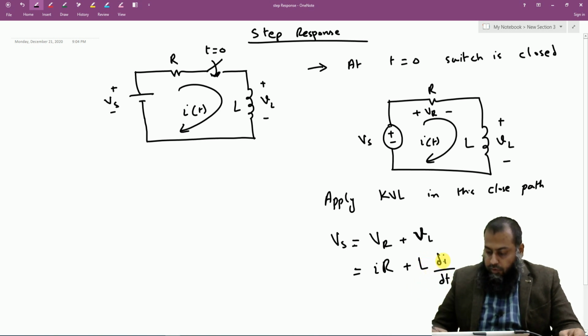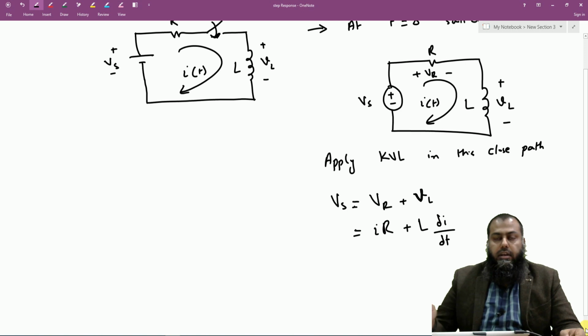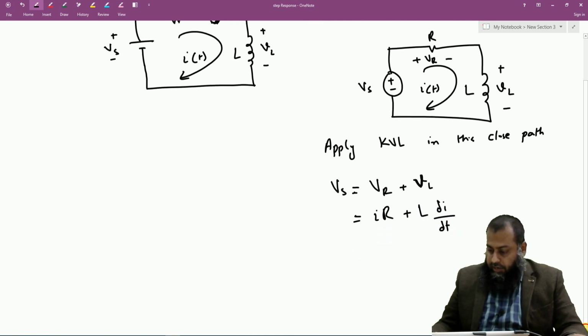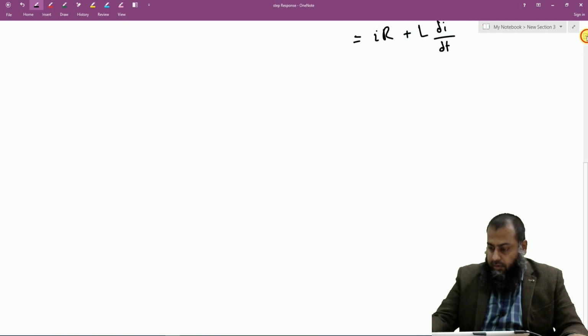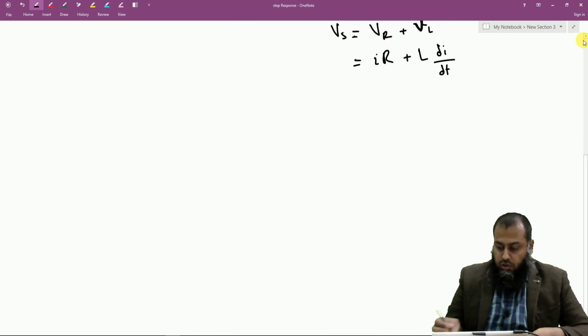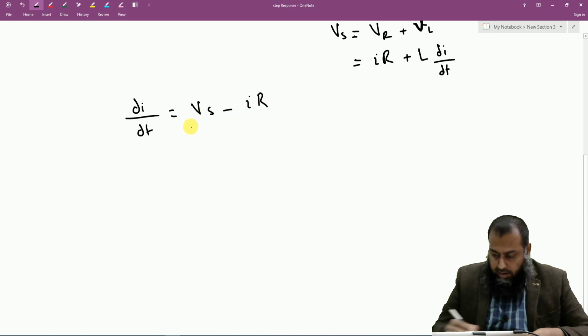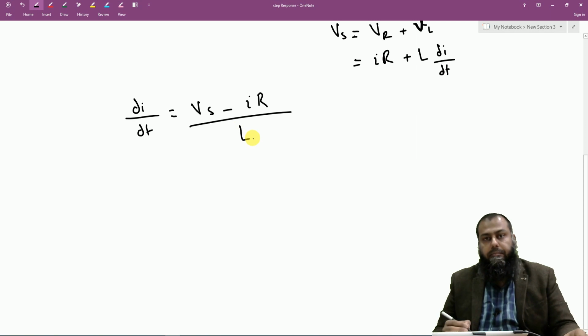So we have to solve for this particular current i(t), and thereafter we will move on to the solution of the voltage across the given inductor. This equation is the starting point of our analysis, and we shall use it for the rest of the analysis. This equation can be written as di/dt equals (Vs minus iR) divided by this inductance L, right?